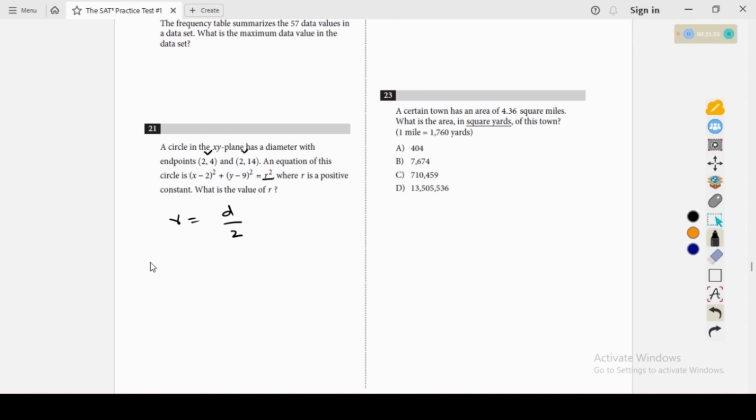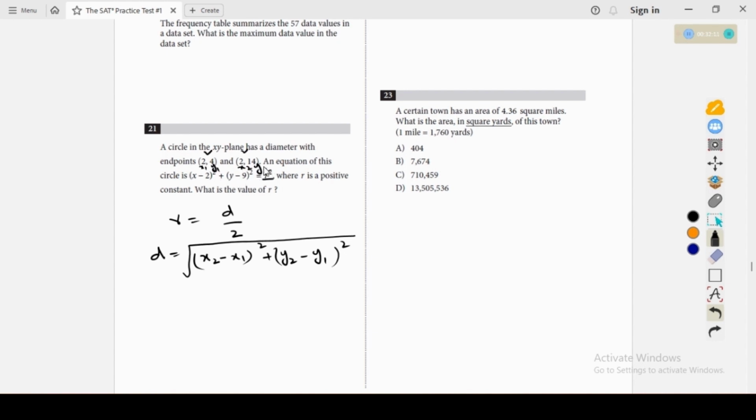So what is the diameter? The diameter can be calculated as the distance between these two points. That can be calculated by the formula: square root of (x2 minus x1) whole square plus (y2 minus y1) whole square. The values of the first point can be taken as x1, y1, and the values of the second point can be named as x2, y2.